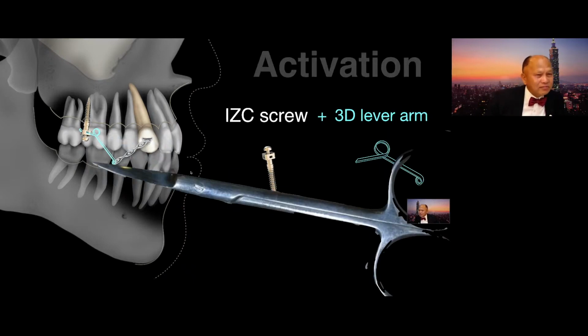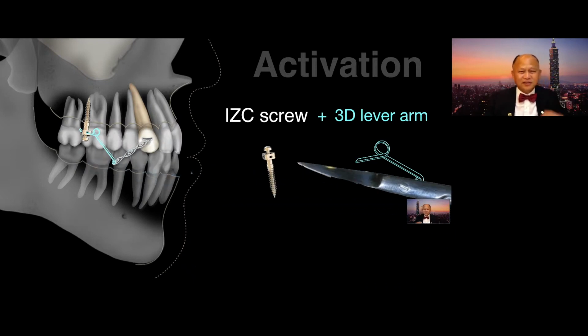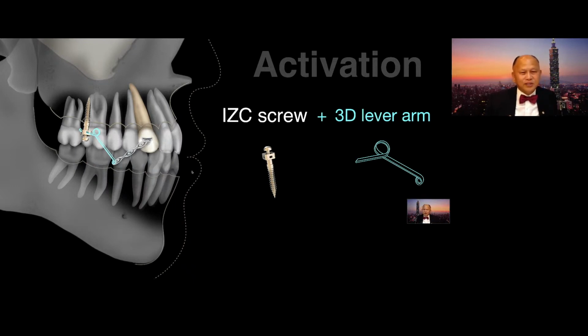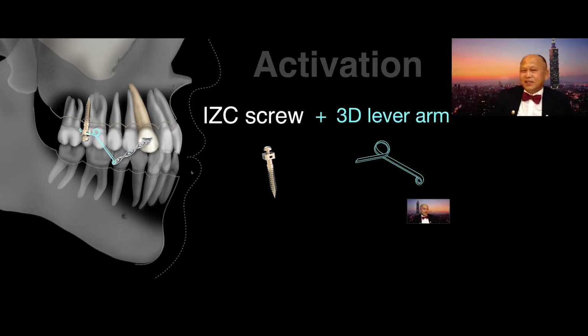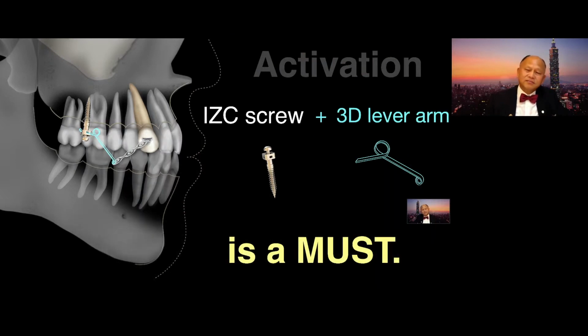But you have to go very slow, okay? Otherwise, it will be very difficult to charge $300 or $400 per visit. So, IZC screw and 3D lever, a must. You have to learn. You should learn, and you will, because it's so powerful. I cannot find another way to solve this transalveolar impaction.